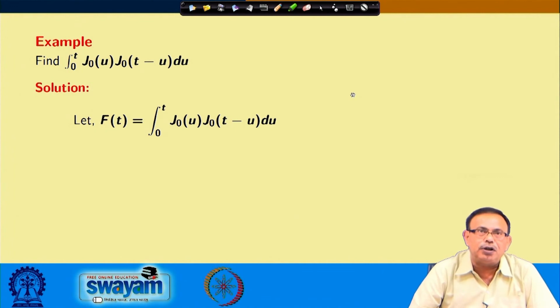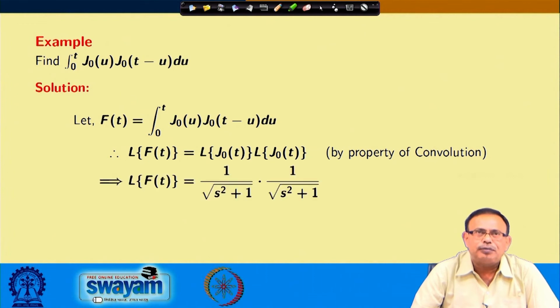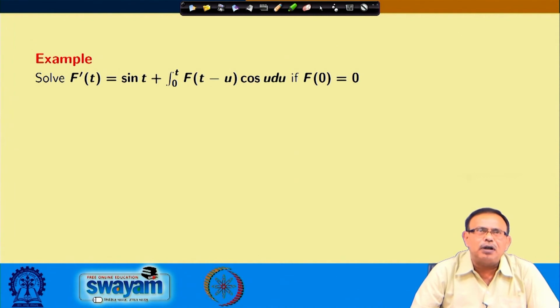If f(t) = ∫₀ᵗ J₀(u) J₀(t − u) du, then taking the Laplace transform and using the properties of convolution, I can write the Laplace transform of f(t) equals the Laplace transform of J₀(t) times the Laplace transform of J₀(t). We know the Laplace transform of J₀(t) is 1/√(s² + 1). So the Laplace transform of f(t) is 1/(s² + 1). You will obtain f(t) equals the Laplace inverse of 1/(s² + 1), whose value is nothing but sin t.